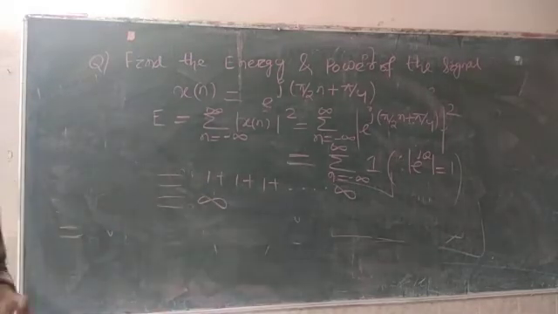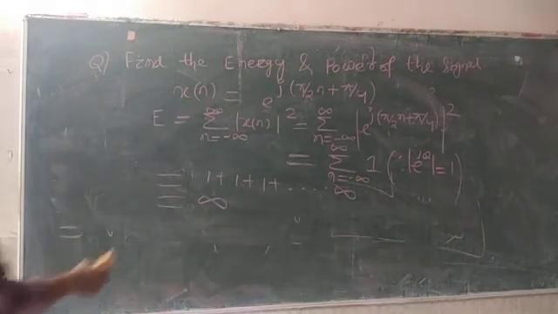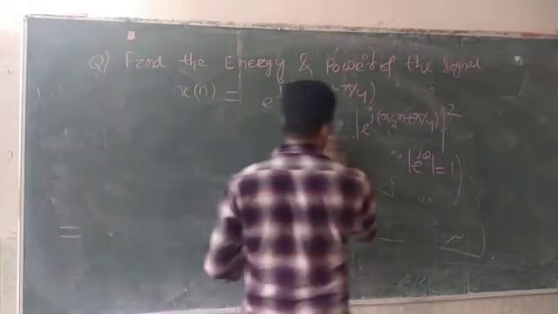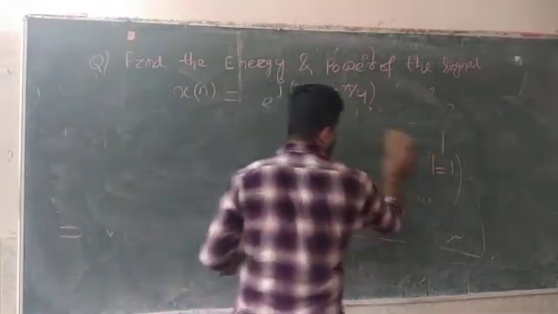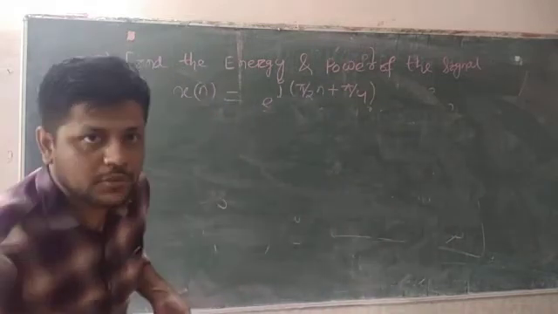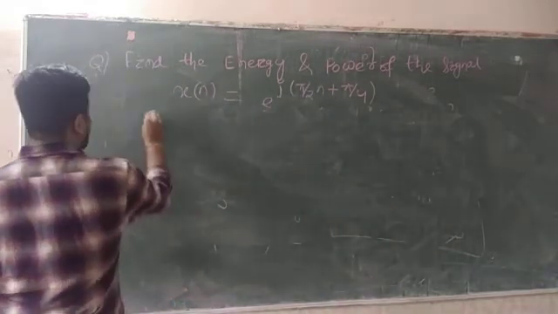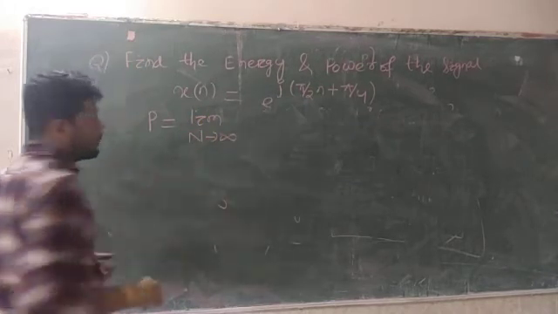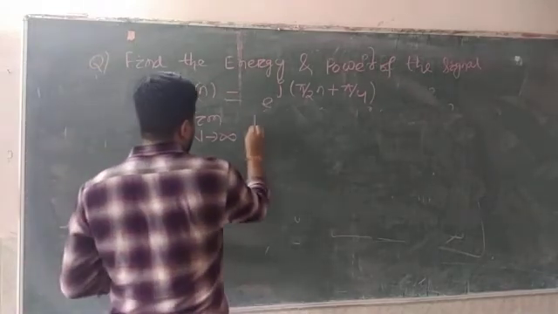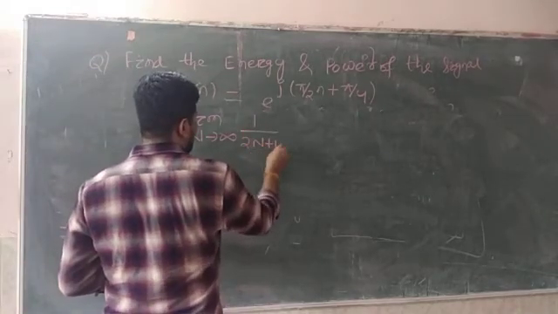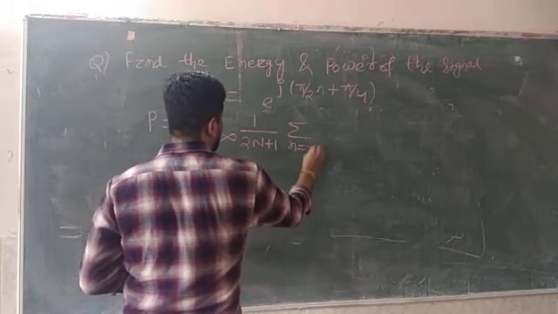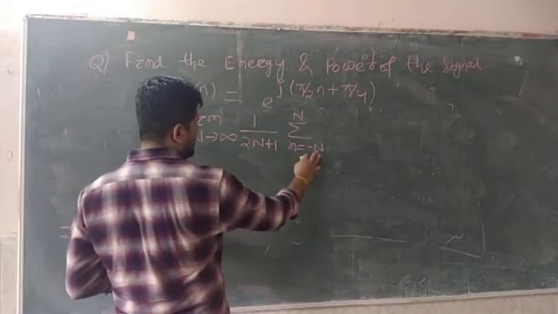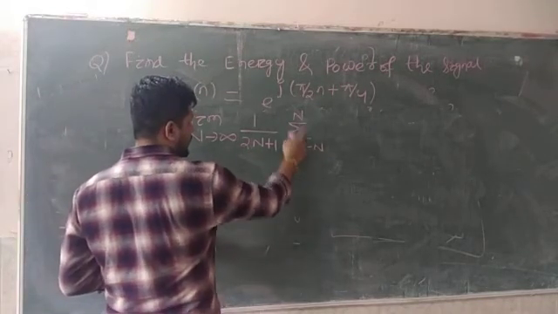So now the question is how to calculate the power of the signal, and then we will decide whether the signal is an energy or power signal. So this is how we find the energy of the signal, then how to find the power of the signal. The formula for power is limit n tends to infinity of 1 by 2n plus 1, summation of n equal to minus n to n. Since we have divided by 2n plus 1, I have considered the number of terms to be from minus n to n.